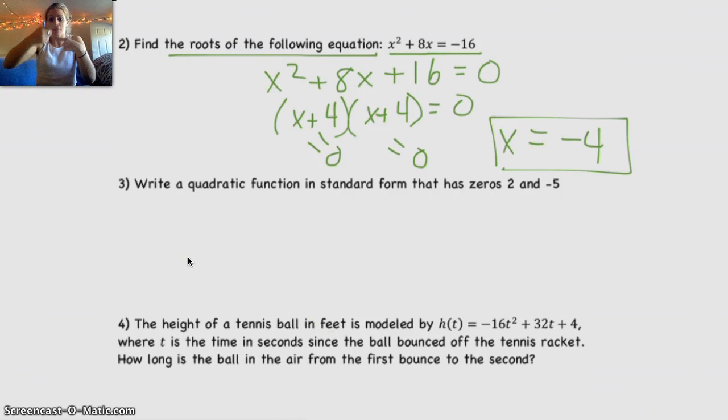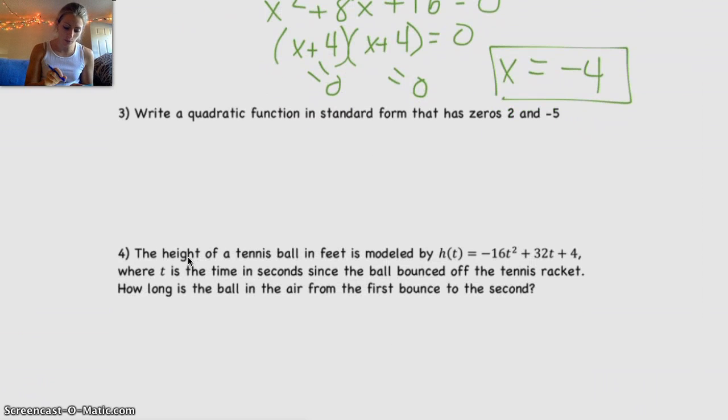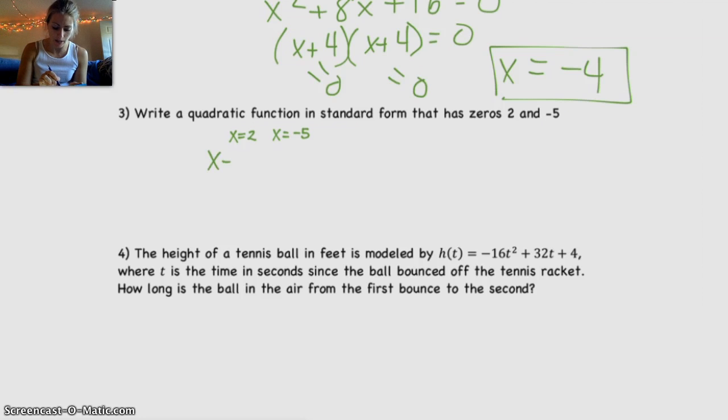Okay, so this is a different direction. Write a quadratic function in standard form that has zeros 2 and -5. Okay, so if you know that the zeros are 2 and -5, then you can work backwards. So x equals 2 and x equals -5 would be our solutions. So we need to figure out what the factors would be. So I subtract 2 to the other side, so I get x minus 2 equals 0, and x plus 5 equals 0. And so those are my 2 factors.